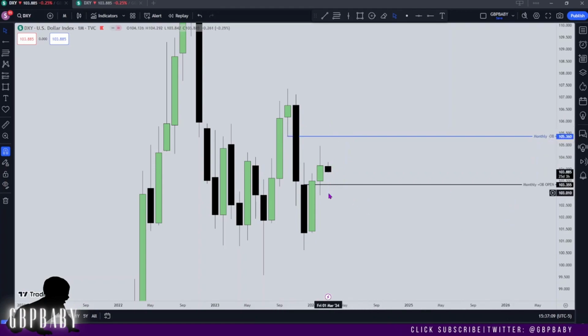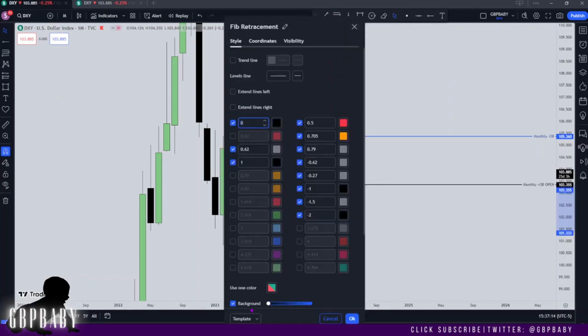If price does trade through this, the lowest I'd expect it to then trade will be the mean threshold, and the mean threshold of this, we can just get that delineated, is right here.